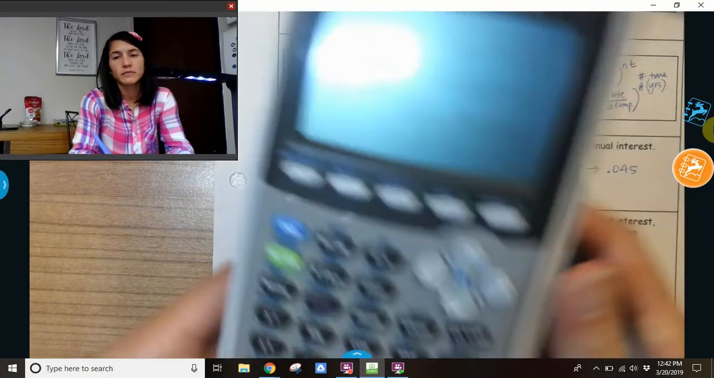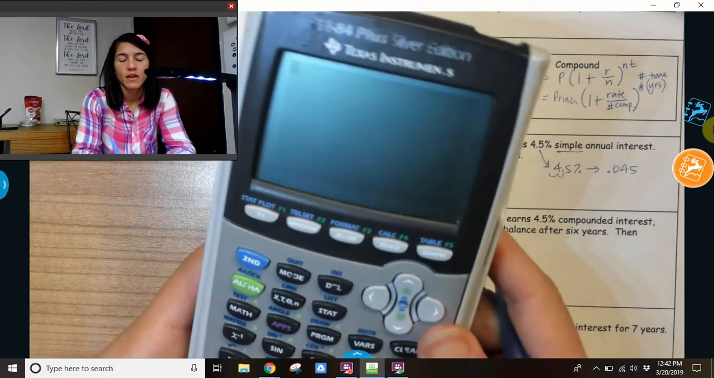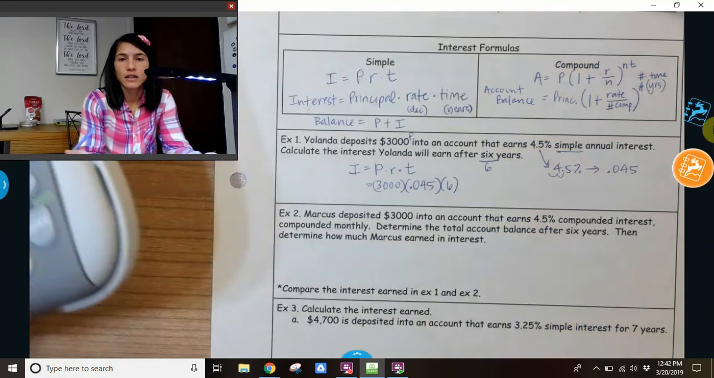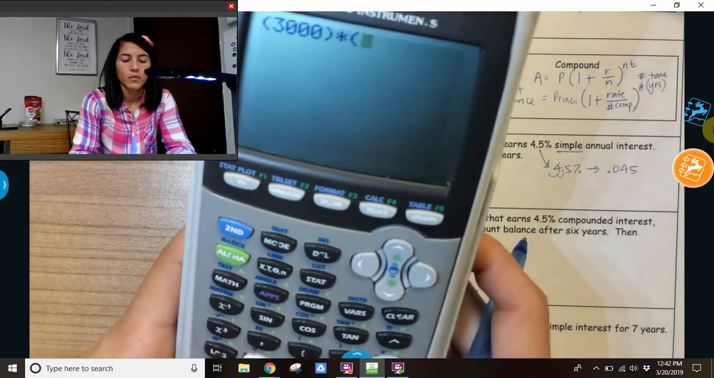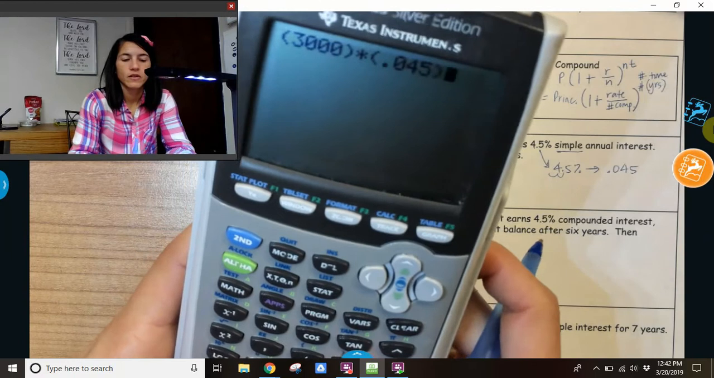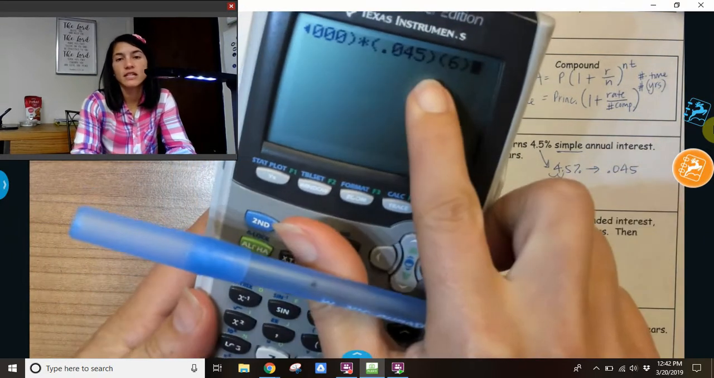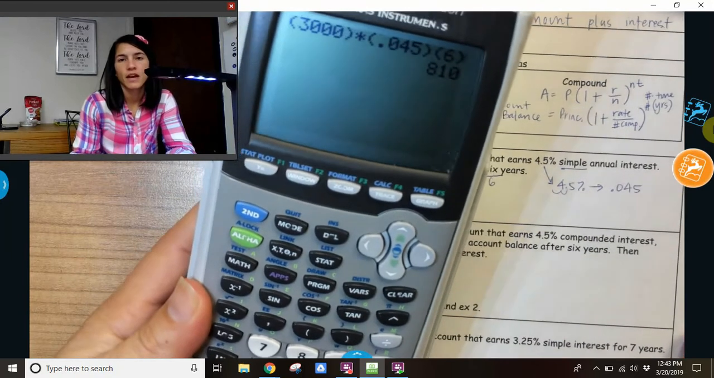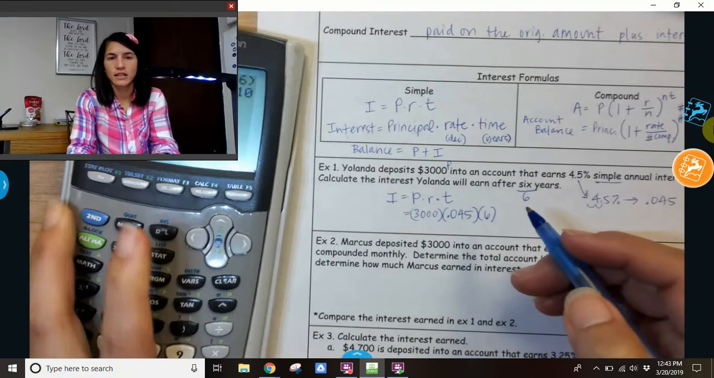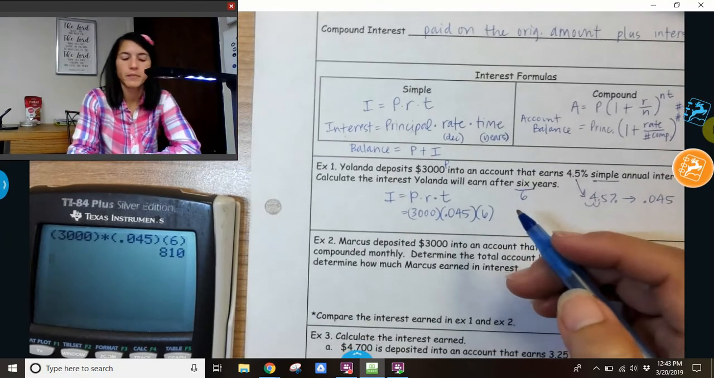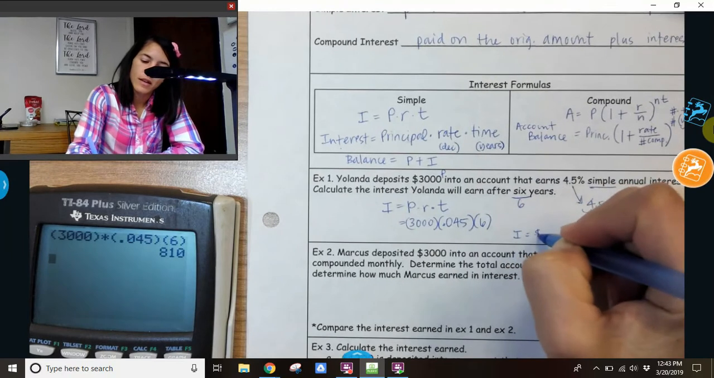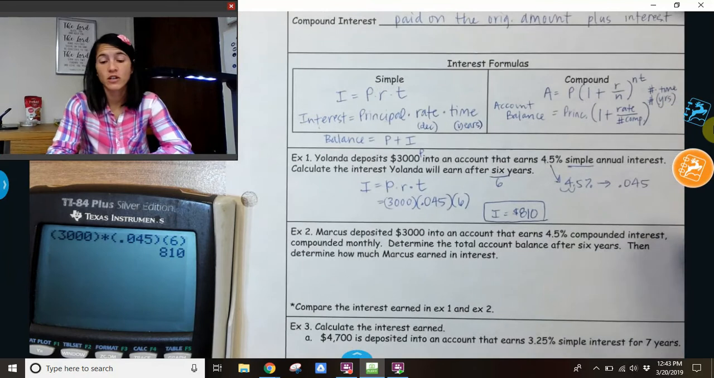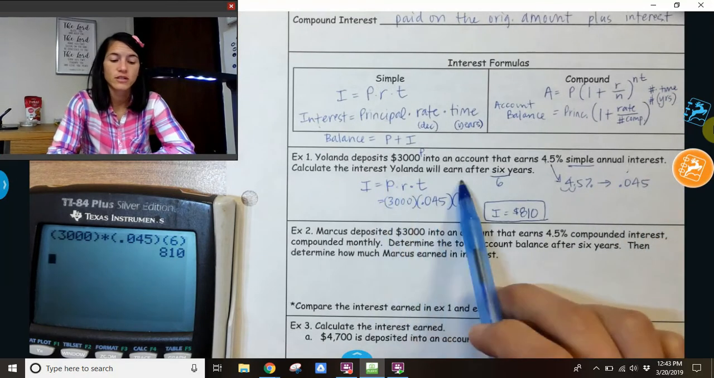So then in our calculator, I'm going to show you, I'm going to just type in 3,000 times 0.045 and then times 6. Now notice I didn't even use a multiplication symbol right there because I put parentheses around it. And my interest, again, this is interest, is $810. So that's how much interest Yolanda earned, and that was my question, how much interest?